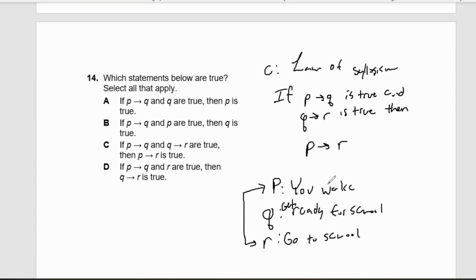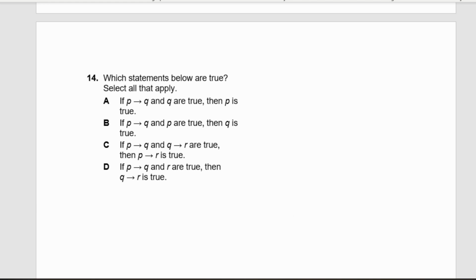you go to school. And that's exactly what we have here. We took our original hypothesis and came up with a conclusion, but we turned that conclusion into the next hypothesis, and then we got another statement that's true. So we can cut out the middle, kind of like our segment addition postulate, and say that P implies R is then true.